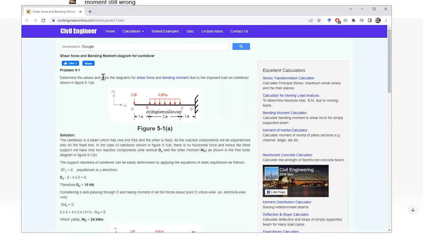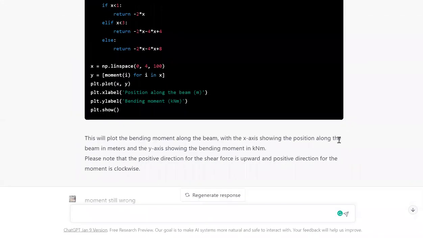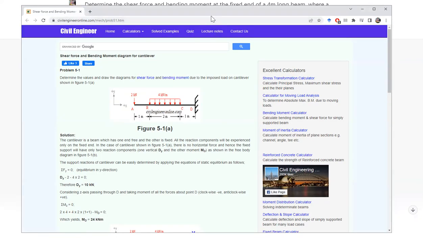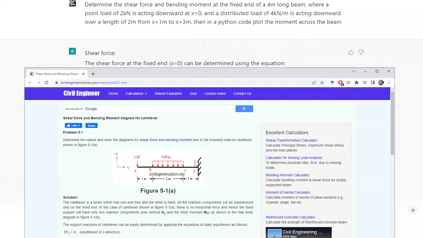So the idea here is to determine the values of shear force and bending moment. Plotting it can be done, for instance, in Python. So let's try to explain this to ChatGPT. I've tried that, and interestingly, it took me quite a while. I said, determine the forces. So let me bring this again. The shear force and bending moment at the fixed end.